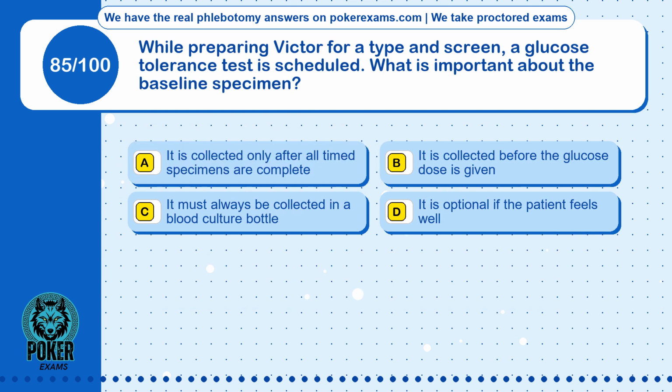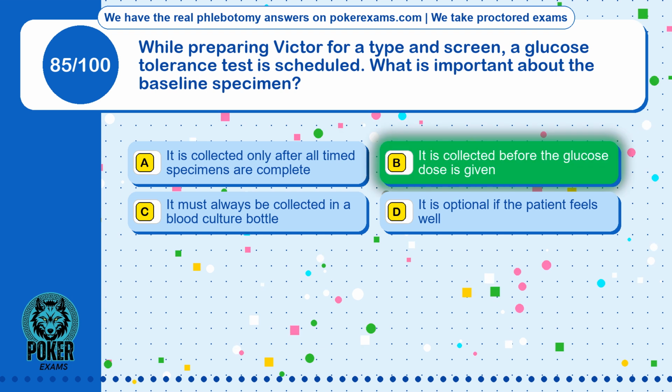Question 85. While preparing Victor for a type N screen, a glucose tolerance test is scheduled. What is important about the baseline specimen? Option A. It is collected only after all timed specimens are complete. Option B. It is collected before the glucose dose is given. Option C. It must always be collected in a blood culture bottle. Option D. It is optional if the patient feels well.